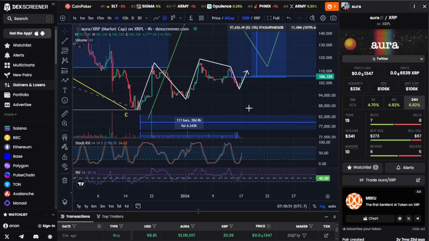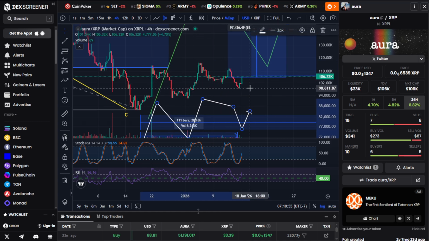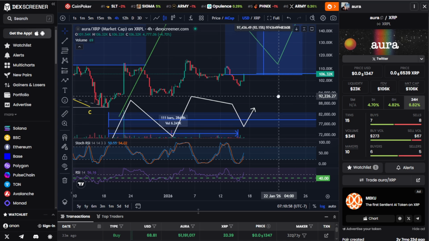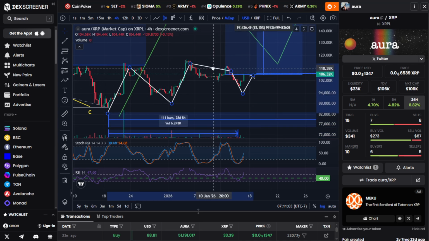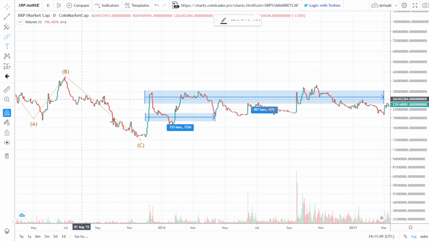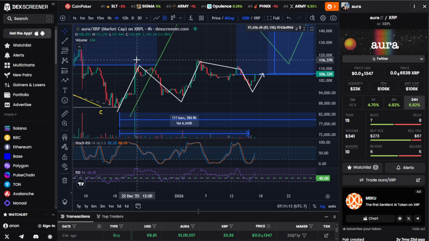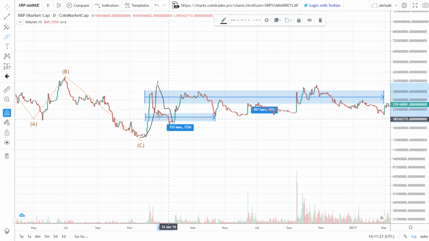Yesterday we were talking about how this structure reminded me of XRP back in the day, and bam, we got ourselves a nice little pop off the lows here. Let's look at this structure real quick and compare it against XRP. We have an initial breakout, then we bounce over and have kind of an ABC down, and then we come back down here and have another ABC down.